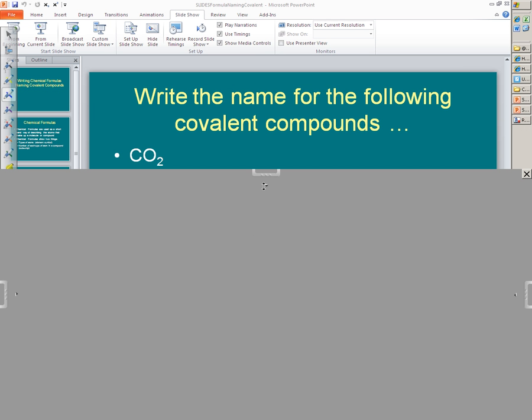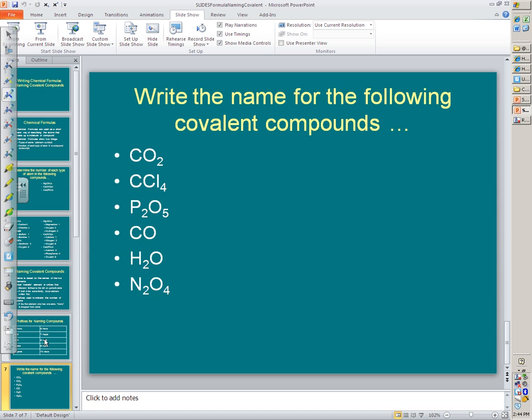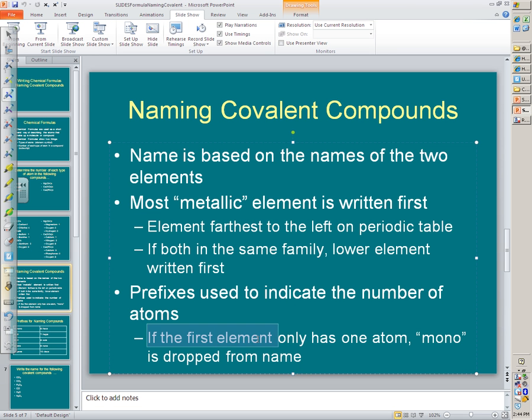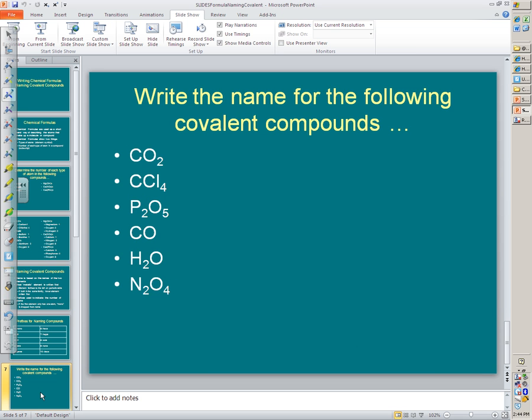Here's the first compound that's on your sheet, CO2. So we said the name is based on the two elements that are in there. So that we've already established the two elements here are what? Carbon and oxygen. How many carbon atoms are there? One. How many oxygen atoms are there? Two. So the prefix mono gets used if we're talking about one of something. The prefix di gets used if we're talking about two of something. Except if the first element only has one, we just drop the mono. So this is carbon dioxide.